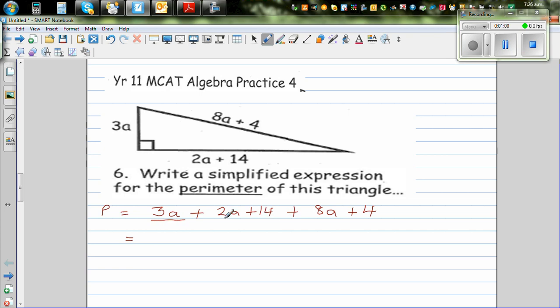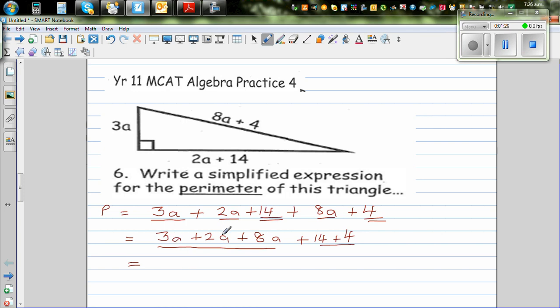So this is 3a, this is 2a, and this is 8a. So it's always good to group the like terms, plus 8a, and the numbers together. So this is 14 and 4, plus 14 plus 4. So you can add the like terms. So you can add these three and also add these two.